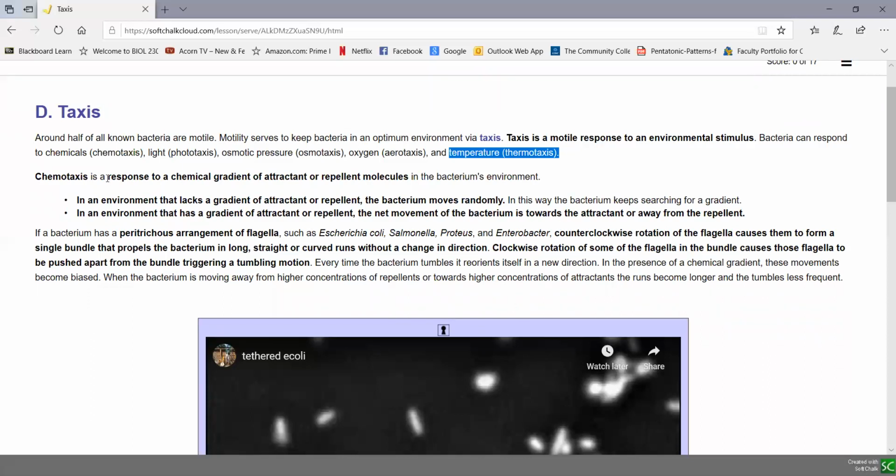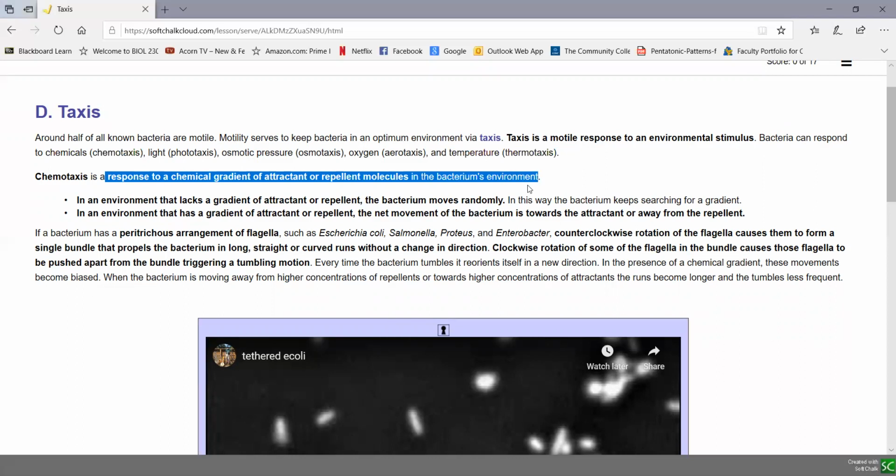And chemotaxis is a response to a chemical gradient of either an attractant or a repellent in the bacterium's environment. So an attractant might be some essential nutrient they want to move towards. A repellent might be something harmful like acid that it wants to move away from.